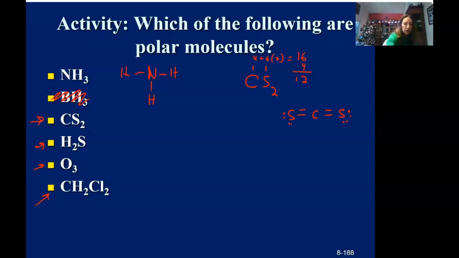I want you guys to try H2S and O3, and I'm going to give you like 3 minutes to try these two, and then we're going to do them together. But I really want you to try your own Lewis structures before I just draw them for you. So try H2S and O3, and then we're going to go over them in just a minute.